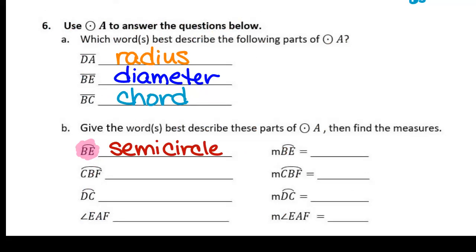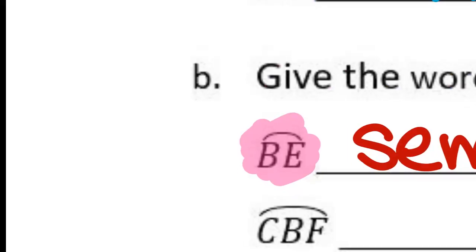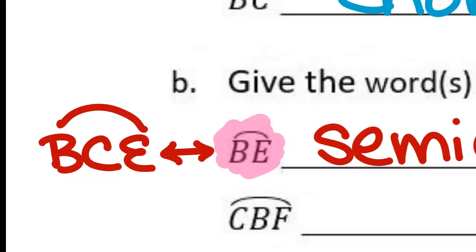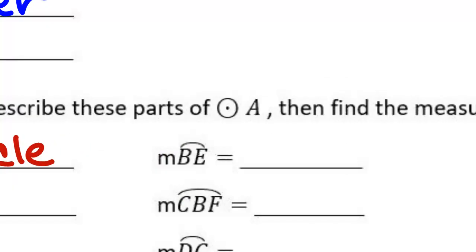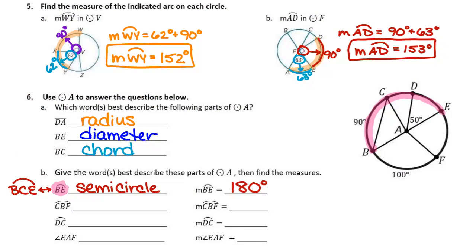So this would be one of those circumstances where they wrote it with only 2 letters, but we should name semicircles with how many letters? We should use 3. So we could call this arc BCE, or BDE. How much does it measure? 180. All right. Let's look at the next one.